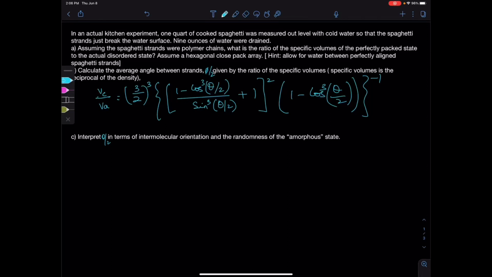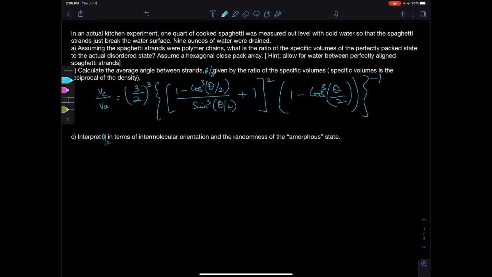In an actual kitchen experiment, 1 quart of cooked spaghetti was measured out level with cold water so that the spaghetti strands just break the water surface. 9 ounces of water were drained. Assuming the spaghetti strands were polymer chains, what is the ratio of the specific volumes of the perfectly packed state to the actual disordered state?